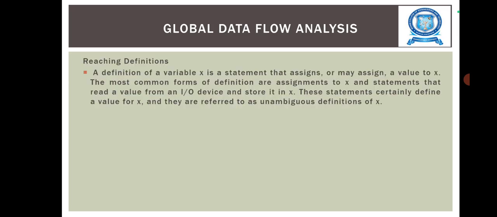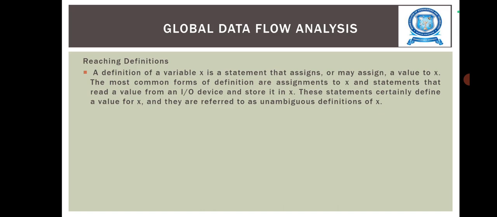Next, we are going to see reaching definitions. A definition of a variable x is a statement that assigns, or may assign, a value to x. The most common forms of definition are assignment to x and statements that read a value from an input device and store it in x. These statements certainly define a value for x, and they are referred to as unambiguous definitions of x.